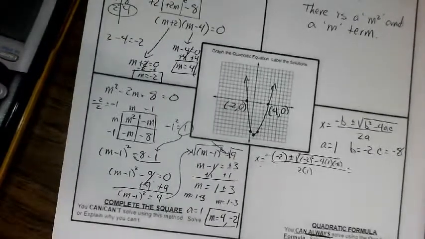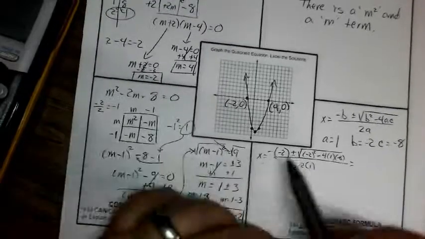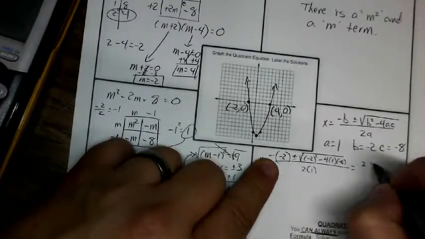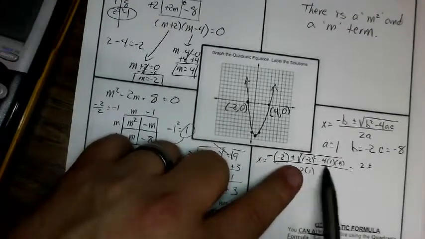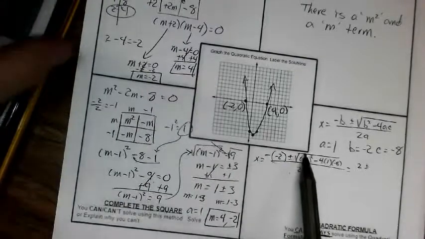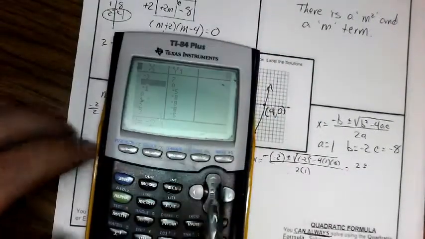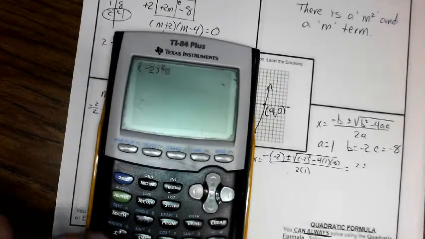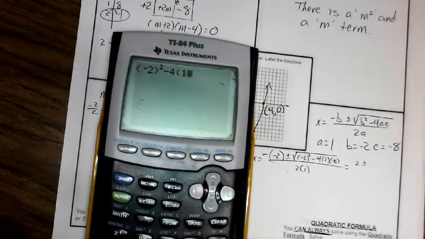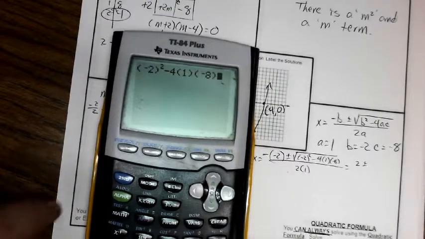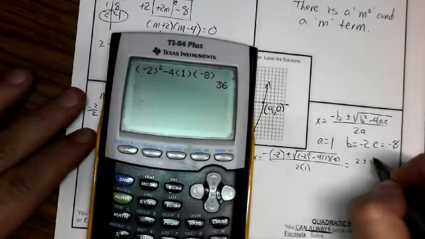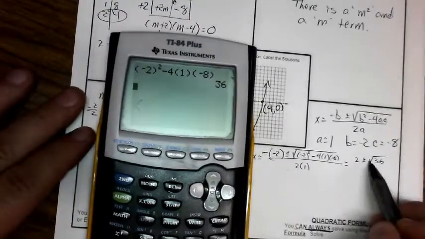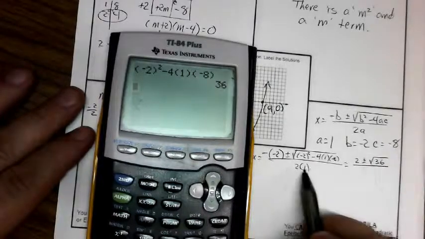Now we simplify that. Negative negative 2 makes it positive 2, plus or minus. Now you work out this whole inside part. Don't take the square root yet, just work out the inside part. So you just plug it in. Remember, use parentheses. Negative 2 squared minus 4 times 1 times negative 8 gives you 36. So the square root of 36. Remember, we're just working the inside part, so don't take the square root yet. And then 2 times 1 is 2.